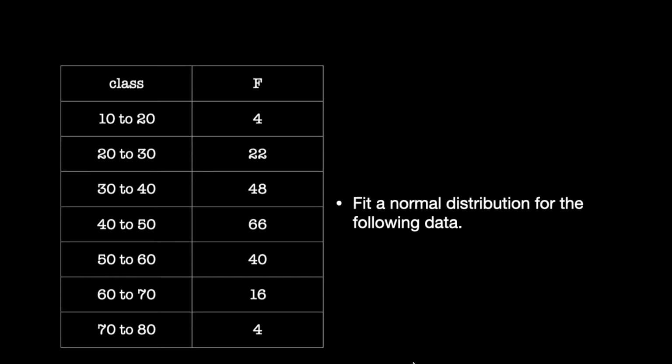So this is a question. The question contains a class interval and frequencies given to that class interval. Class intervals are like 10 to 20, 20 to 30, 30 to 40, likewise till 70 to 80, and you can see the frequencies 4, 22, 48, 66, 40, 16 and 4. So the question asks us, if this is following a normal distribution, what will be the theoretical distribution for each class interval? For fitting a normal distribution, there are various steps.